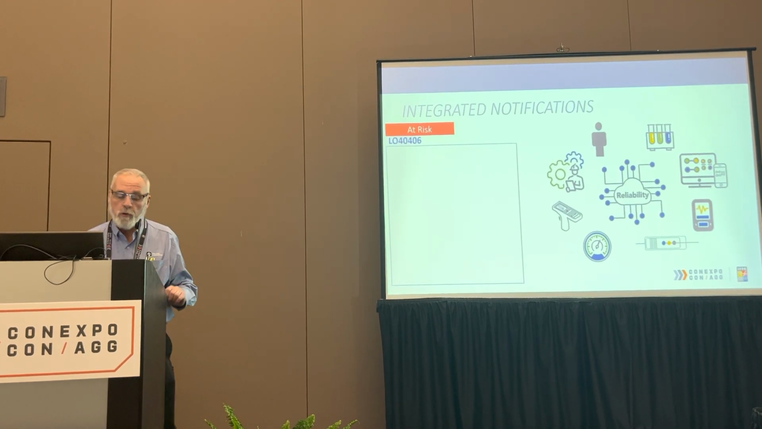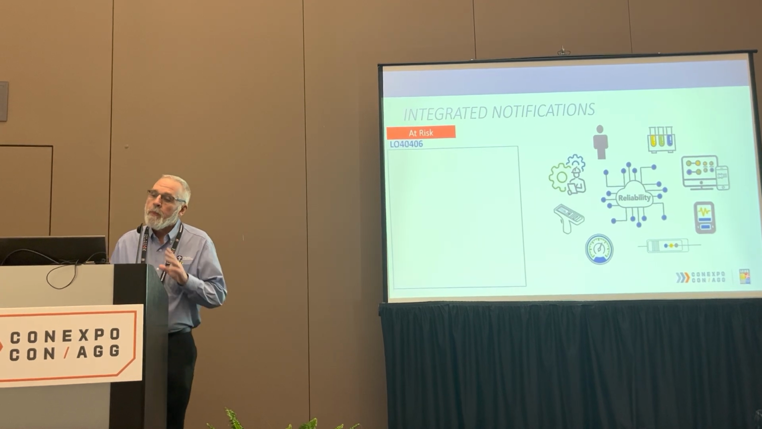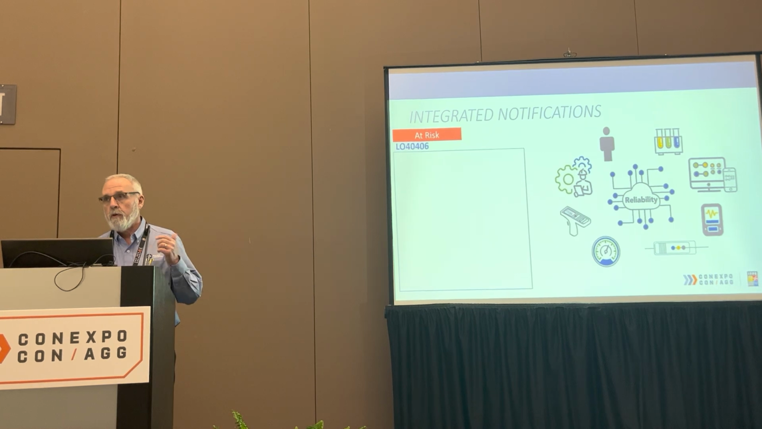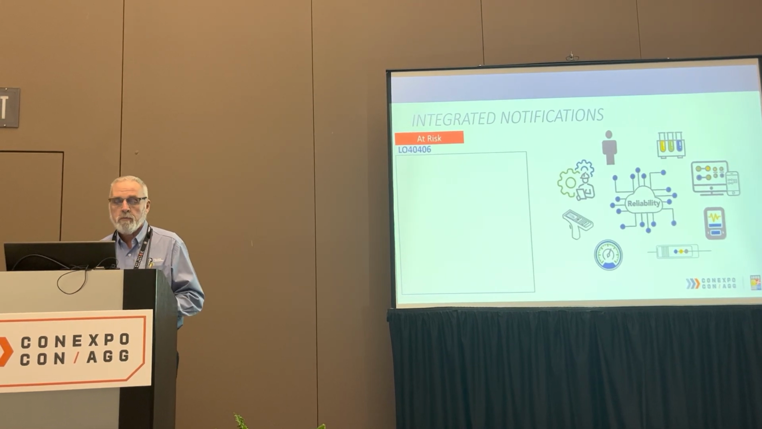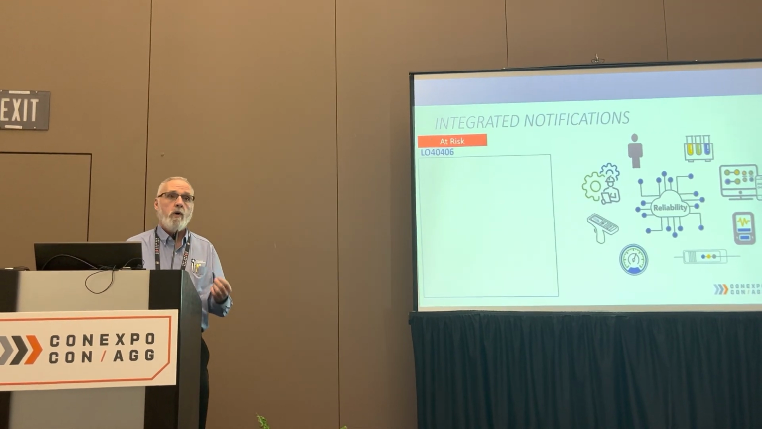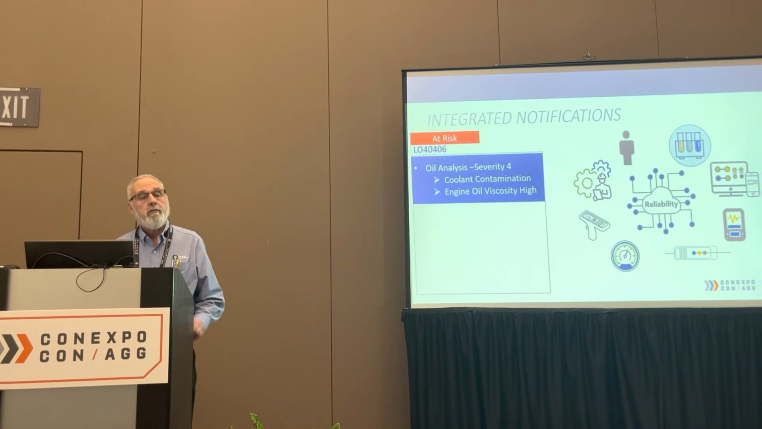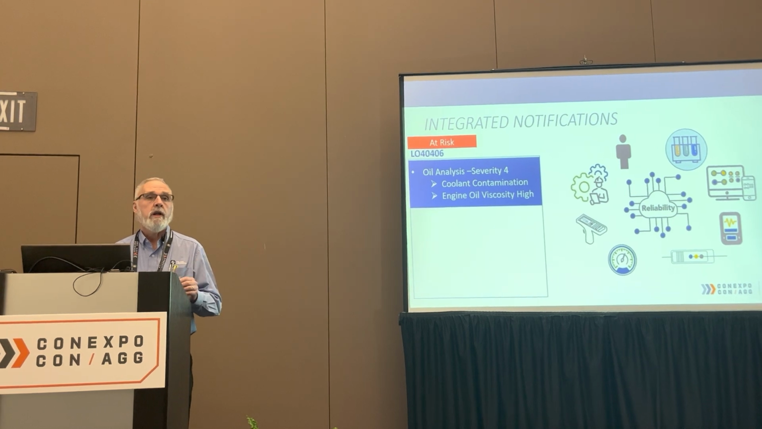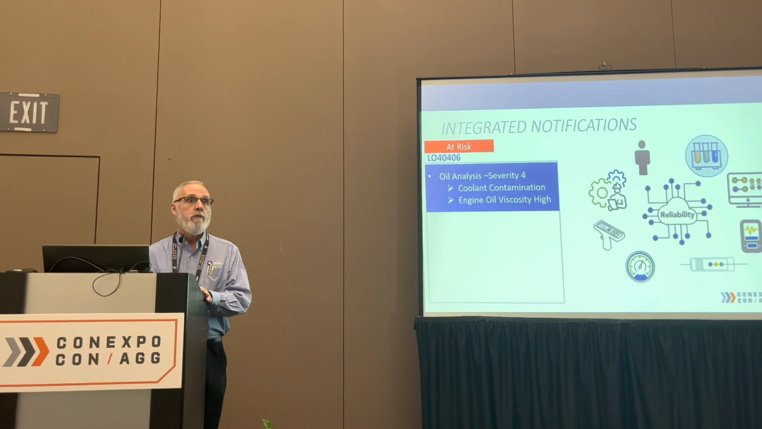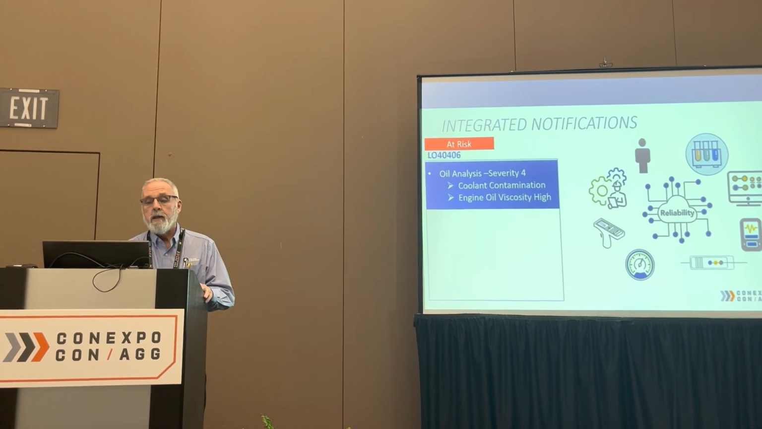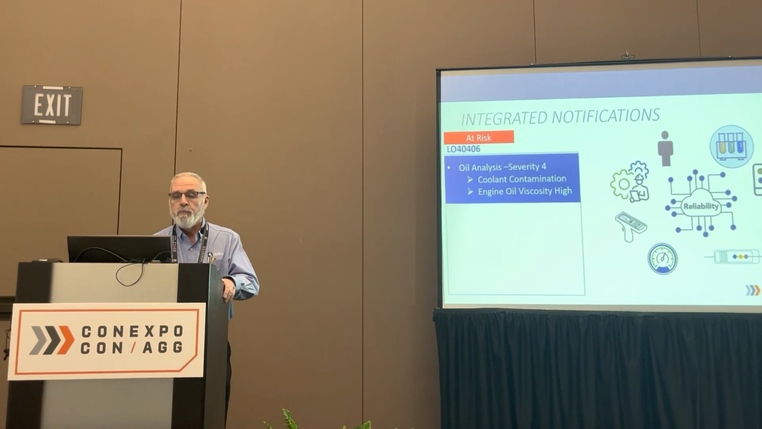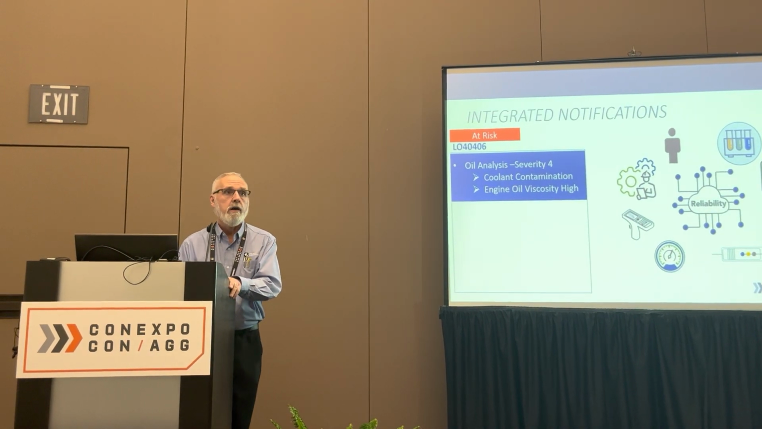So I've got an example up here on the screen for you. Look at the computer, see what's at risk. And in this example, I had a loader, number 406, that was at risk. And I wanted to understand why it was at risk. So at my fingertips, I could see the last oil analysis report that came in, and it was at a severity 4, so critical, and it showed coolant contamination, increase in sodium and potassium, and engine oil viscosity high.